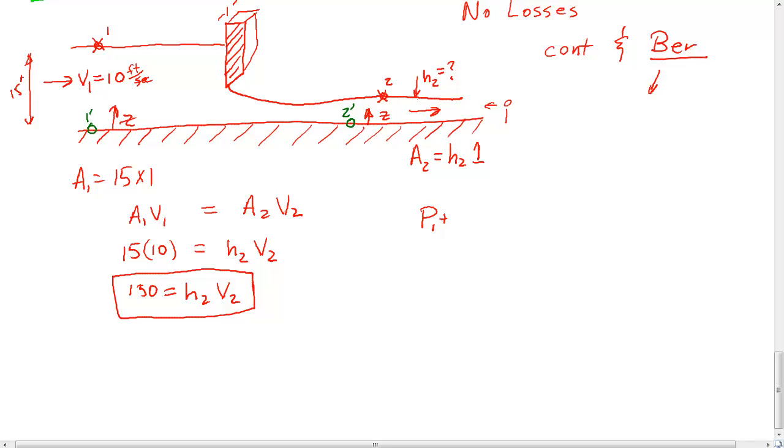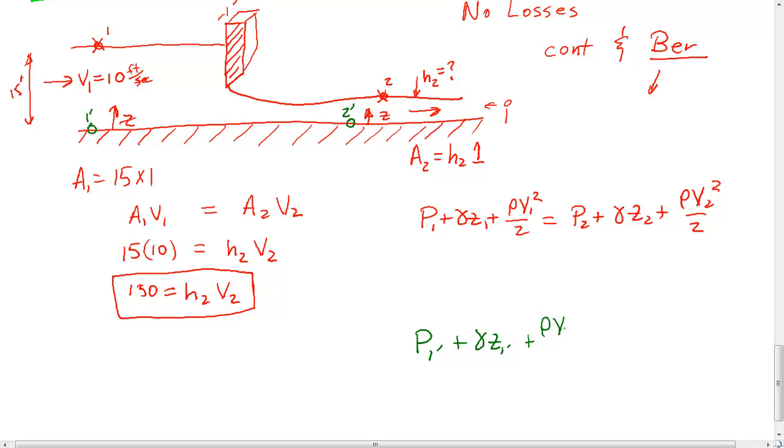So let's start with the red. P1 plus gamma Z1 plus rho V1 squared over 2 is equal to P2 plus gamma Z2 plus rho V2 squared over 2. Now I'm going to skip down. P1 prime plus gamma Z1 prime plus rho V1 prime squared over 2 is equal to P2 prime plus gamma Z2 prime plus rho V2 prime squared over 2.